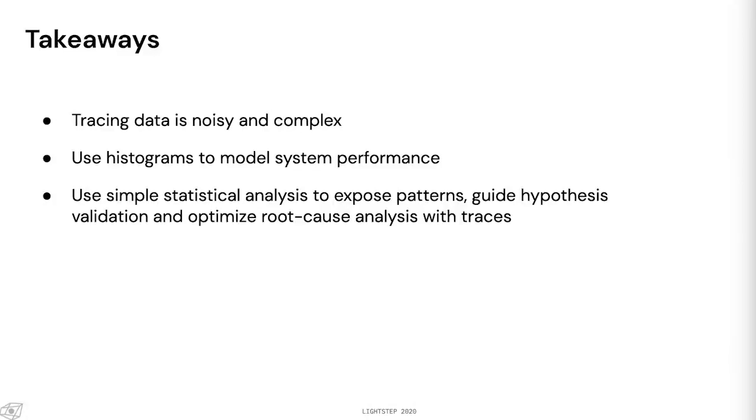So a few takeaways from this section. We talked about how tracing data is noisy and complex, and using histograms to model performance is really helpful in understanding visually what's happening in your system. And we can use simple statistical analysis to expose patterns in your data. You can guide hypothesis validation, and we can optimize the process of finding the root cause by not having people sift through trace by trace, manually finding what tag appears on which trace and whether that's correlated with anything.